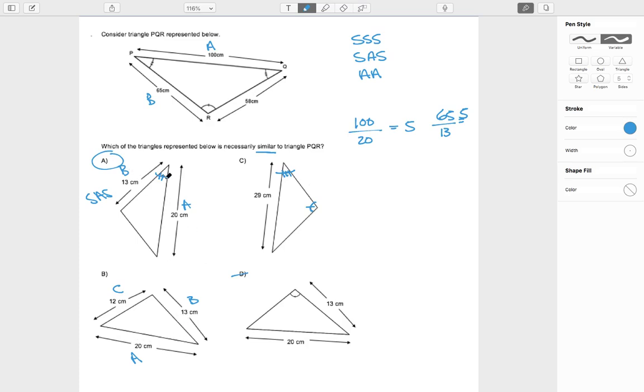If I were to do 100 divided by 20, once again, I would get 5. Actually, yes, it would be the same over here. If I do 65 divided by 13, I'd also get 5, but then 58 divided by 12 would not give me 5. So then that is not side, side, side. So then there we go. We are left with this one.